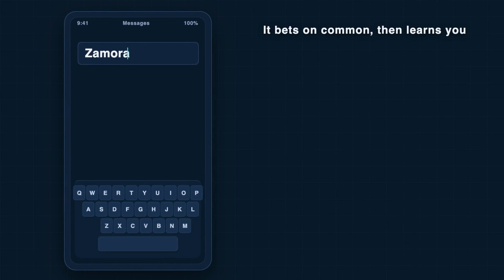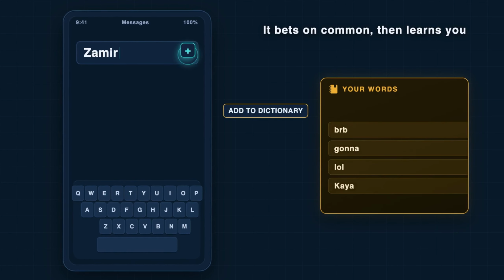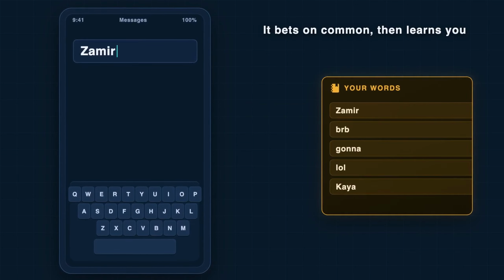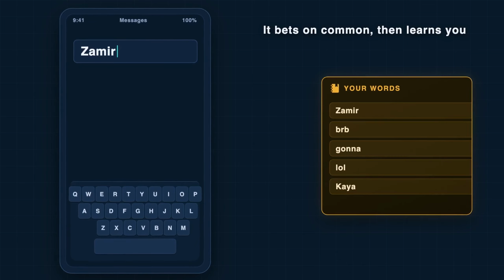But it does not stay dumb. The keyboard learns. Type a name enough times and it adds that word to your personal dictionary. It even tracks your own tapping habits. If you consistently land low and to the left of the spacebar, it quietly shifts your targets to match your thumbs. Over weeks, the map bends toward you specifically.